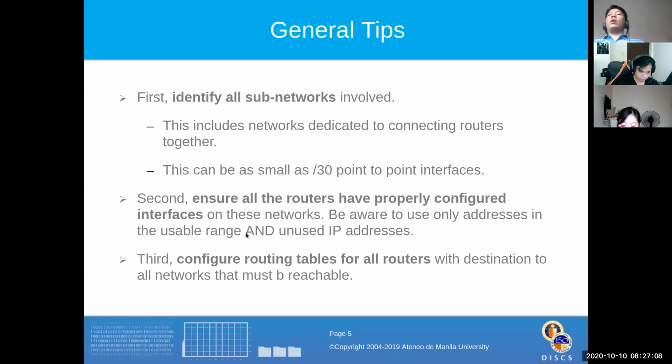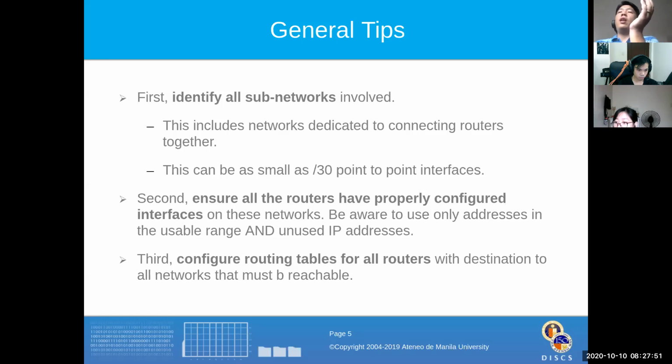The next step is to ensure that all routers have properly configured interfaces. So once all your networks have their own subnets, by default, like lab exercise number 3, they don't see each other. So you have to configure routing, and that's what we're going to do in this exercise. But you have to make sure first that all the routers are connected to their proper network. So for example, router A is connected to network A and network AB, the link between A and B. And router B is connected to network B, and is also connected to network AB and network BC. And router C is connected to network C and is also connected to network BC, right?